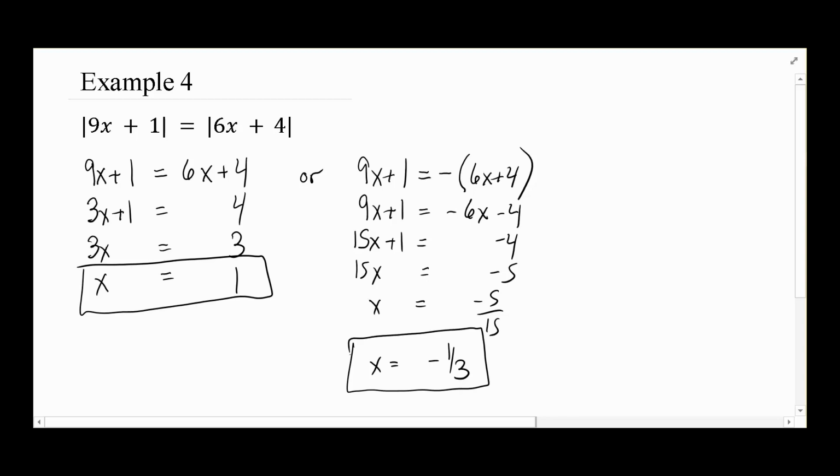But the big thing I want to point out is if you have an absolute value on the left and an absolute value on the right, then that really does meet the requirements that we were looking for. We do have an absolute value by itself on one side, and the other side is a non-negative number.